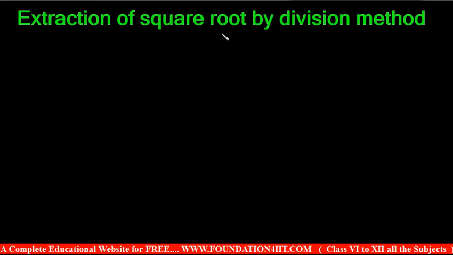Extraction of square root by division method. Okay, to find out the square root of any polynomial, this division method is one of the methods and it's very important. Let us see, we'll take one polynomial. Let me start with some simple polynomial first.